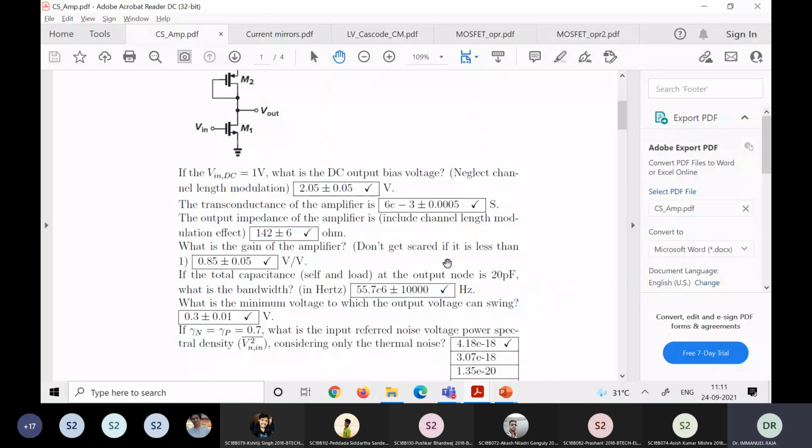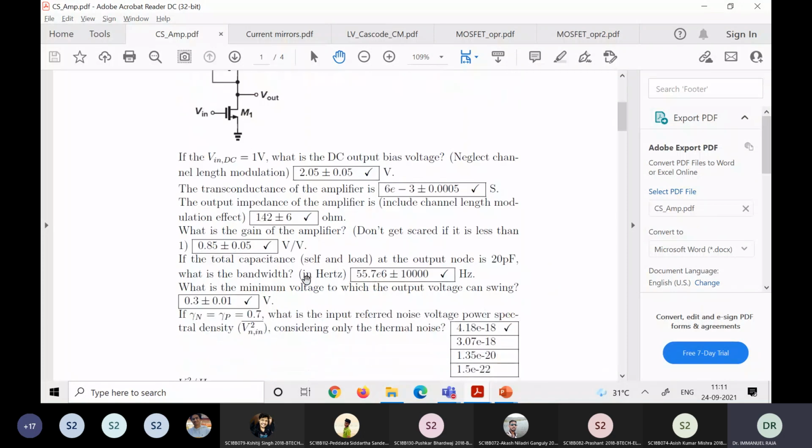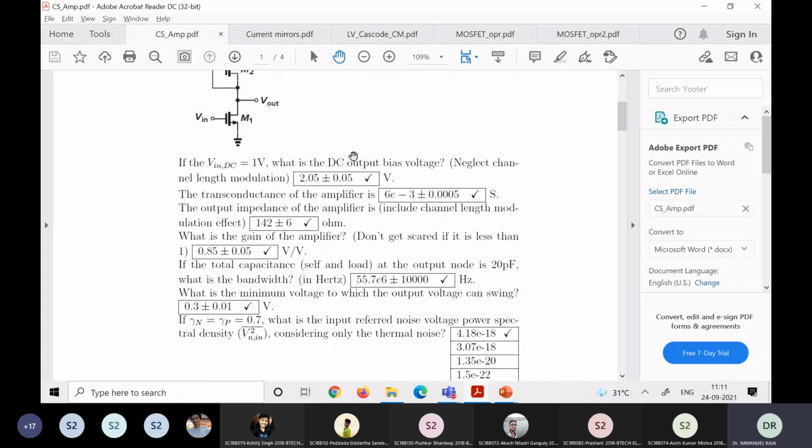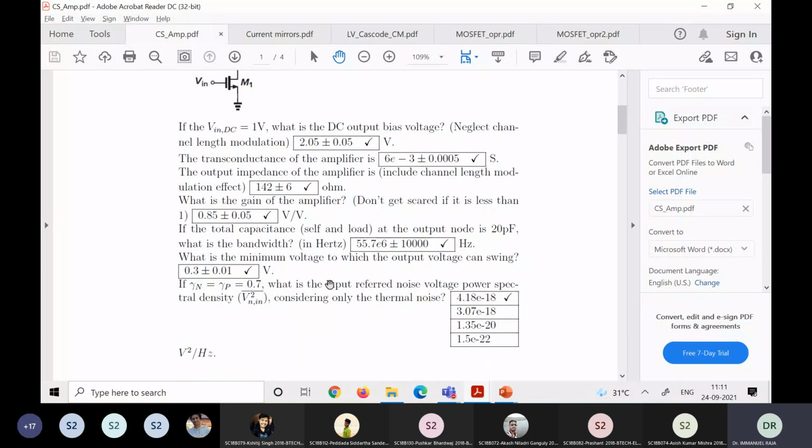I also gave another thing. Don't get scared if it's less than 1. So GM multiplied by the output impedance, you will get around 0.85. And total capacitance at the output I have given is around 20 picofarad. What is the bandwidth? Bandwidth is what? 1 by 2 pi, the output impedance multiplied by the load capacitance, and it turns out to be this particular value.